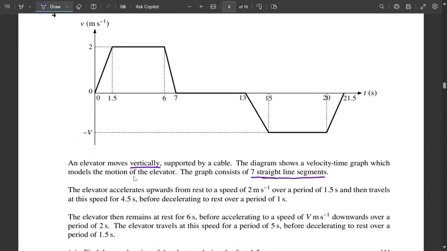What do they mean by straight line segments? This is the first straight line segment. This is the second straight line segment. This is the third, fourth, fifth, sixth, seventh. Okay, so there are 7 straight line segments.